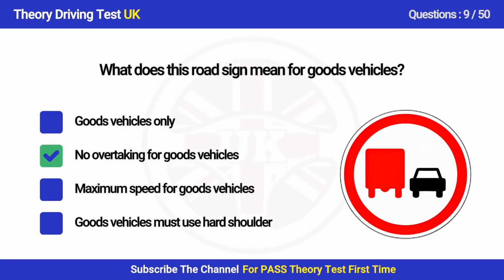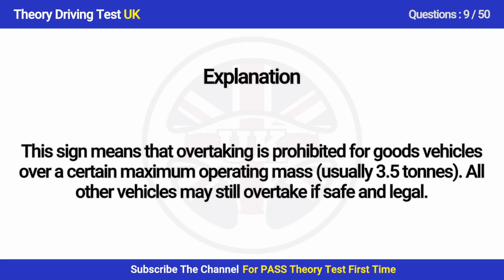Answer is B. No overtaking for goods vehicles. This sign means that overtaking is prohibited for goods vehicles over a certain maximum operating mass, usually 3.5 tons. All other vehicles may still overtake if safe and legal.